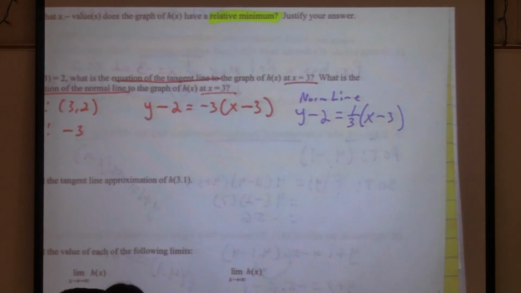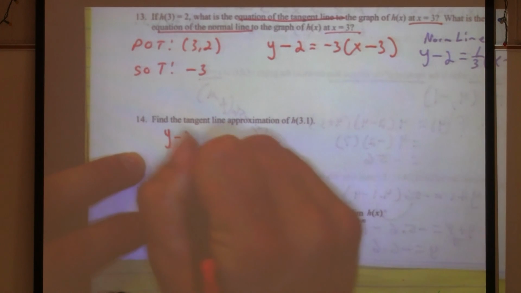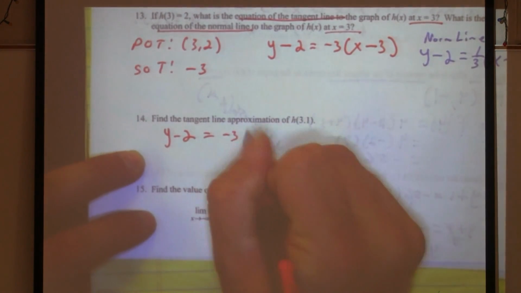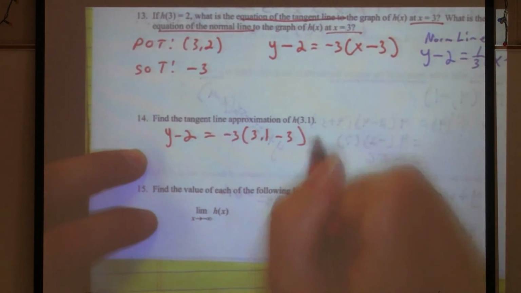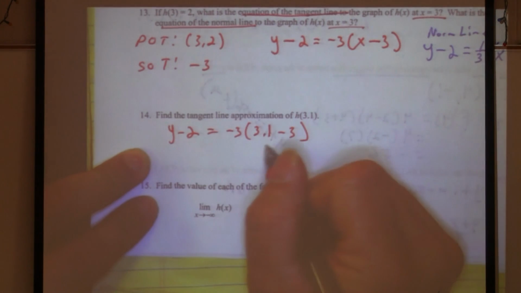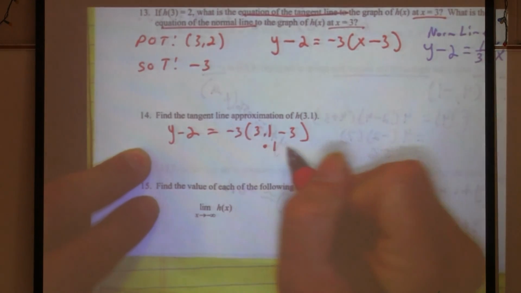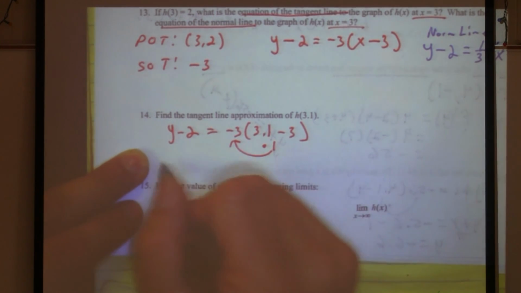Good? Alright, what does 14 want? The tangent line approximation of this particular value. Alright, so let's use the tangent line to approximate. So we're going to say y minus 2 equals negative 3 times 3.1 minus 3. What do we get there? 0.1 times 3. 10 cents times 3. How many cents do we have?